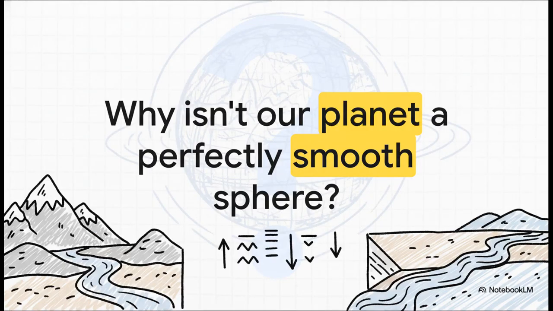It really all starts with a pretty simple question. If gravity is always pulling everything in, why aren't we living on a perfectly smooth ball? I mean, what kind of powerful forces are out there working against that, creating all the incredible mountains, valleys, and plains that make our world what it is? Well, that's exactly what we're about to find out.